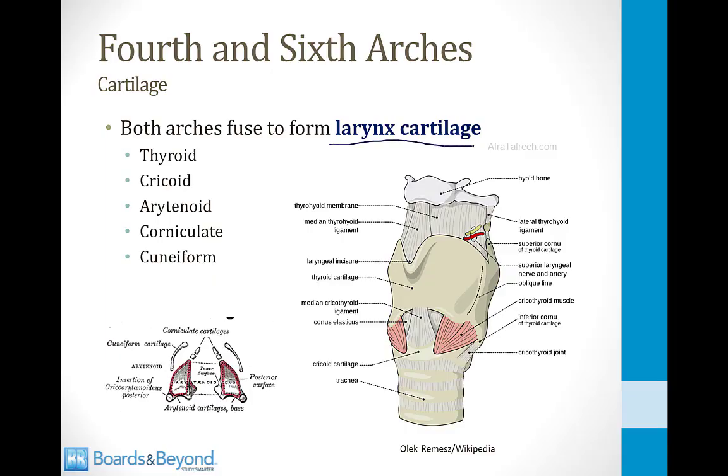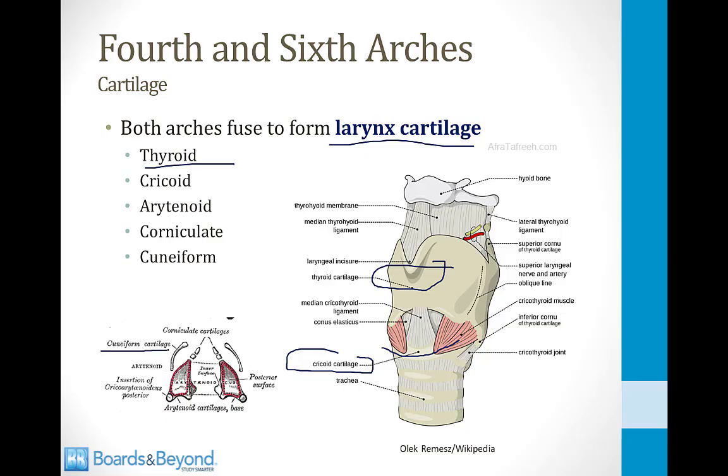So there are a number of cartilaginous structures in the larynx. One of the easiest ones to identify is the thyroid cartilage. That's this big piece of cartilage shown right here. There's also the cricoid cartilage, which is shown here in this drawing. And then there are a number of smaller cartilage structures, which aren't shown in the drawing on the right, but I've shown them on the left.